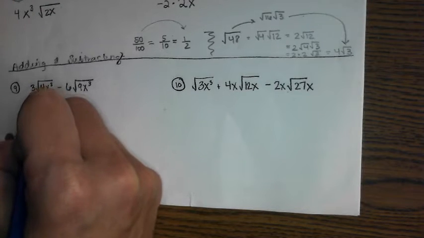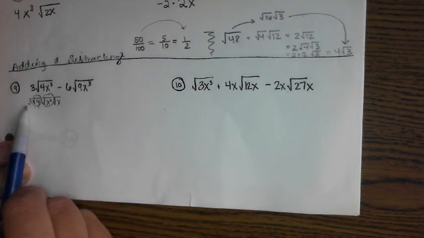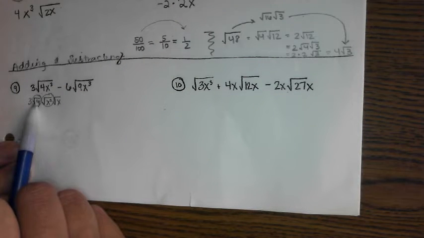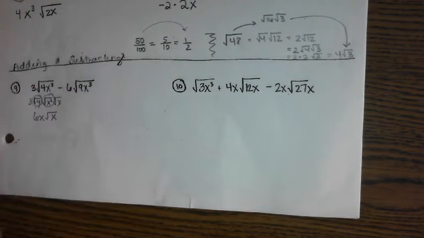So that's going to become a 2, and that's going to become an x. 3 times 2 is 6x root x. Again, this is like just taking it slowly. This is like 2 problems in one. I just simplified the first radical.